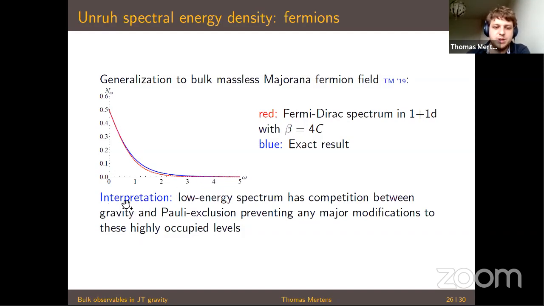You can give an interpretation of what this actually means. If you include quantum gravity corrections, you get a slightly higher occupation somewhere in the middle, at some intermediate values of omega, but not at very small values of omega. You can interpret that as the low energy spectrum of that heat bath having a competition between gravity and the Pauli exclusion principle, preventing any major modifications to the highly occupied low energy levels. So that's one way of reading this figure.